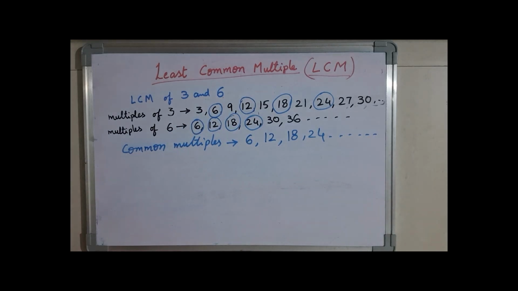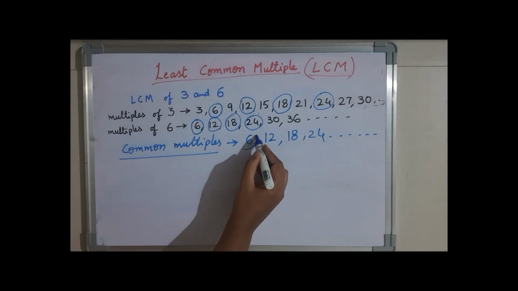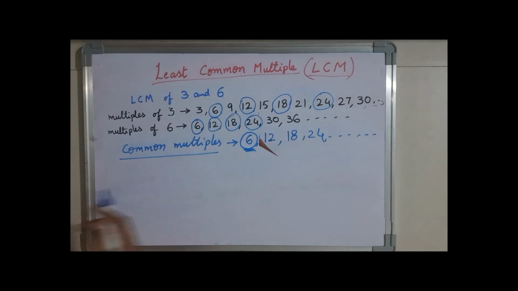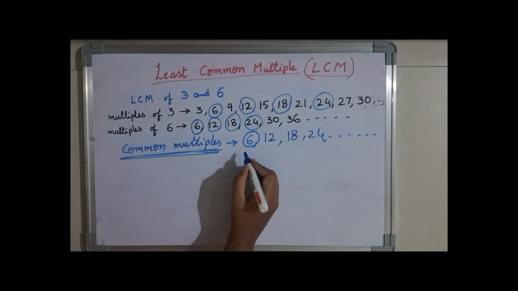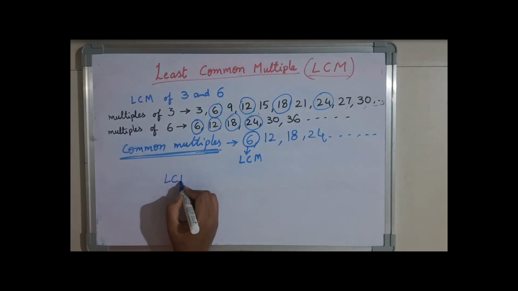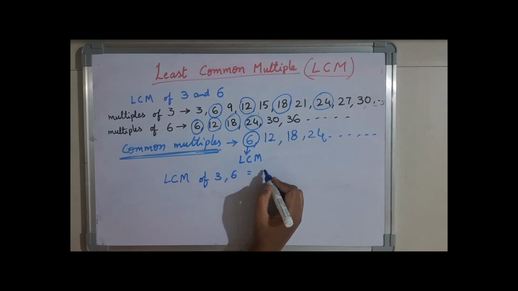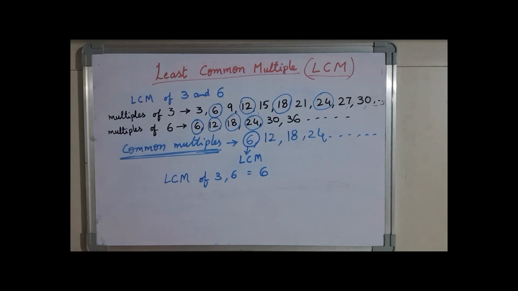Okay children, and among the common multiples, which is the smallest one? We can see that this is the smallest. The first common multiple will be the smallest one. So this will be the least common multiple. So the LCM of 3 and 6 is 6, the least common multiple.